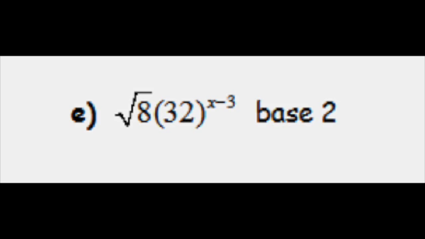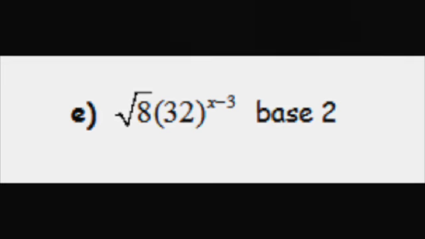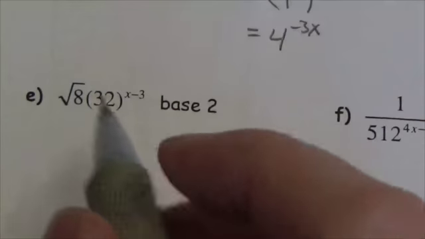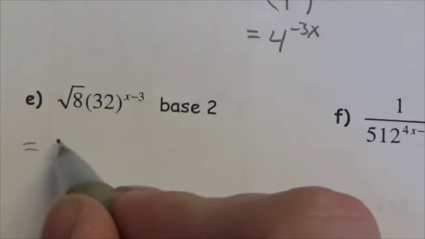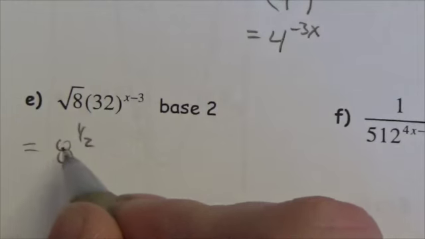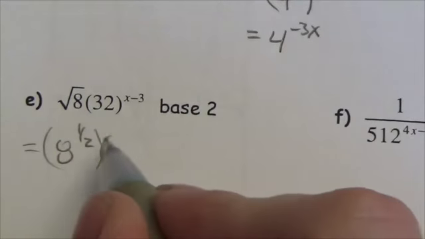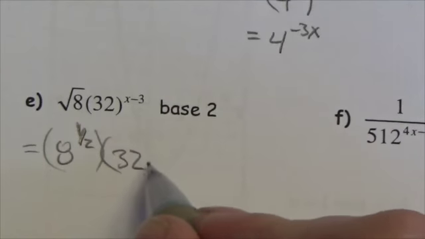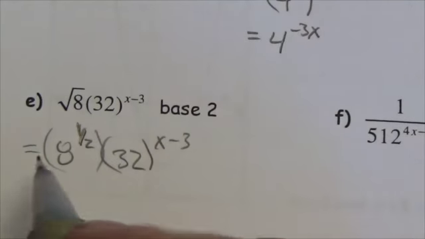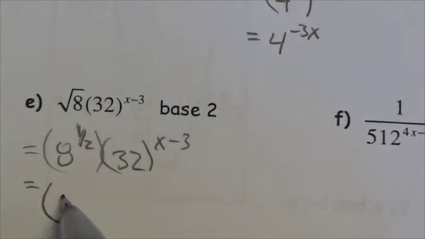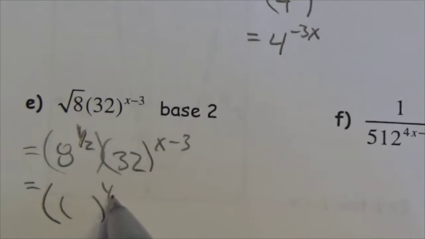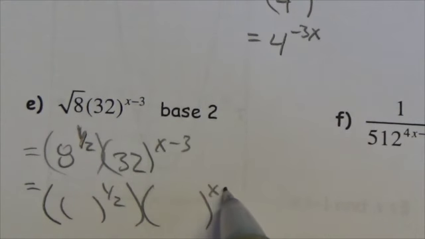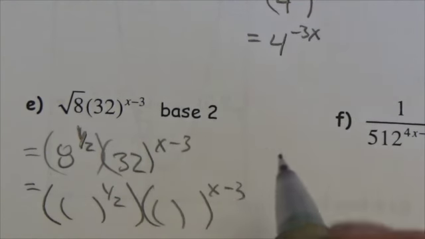Square root of 8 times 32 to the x minus 3, all to a base of 2. All right, now to do this one first here, what I'm going to do is change the radical to an exponent. Okay, so the square root of 8 is going to be 8 to the 1/2, and this is 32 to the x minus 3. Now what I'm going to do is give myself room to change the base there. And again, I'm going to give myself room to change the base here.